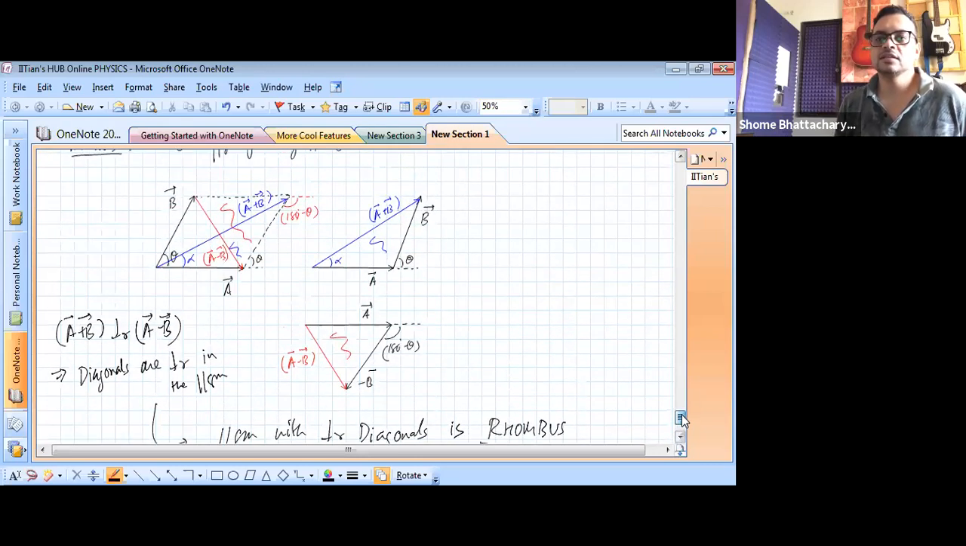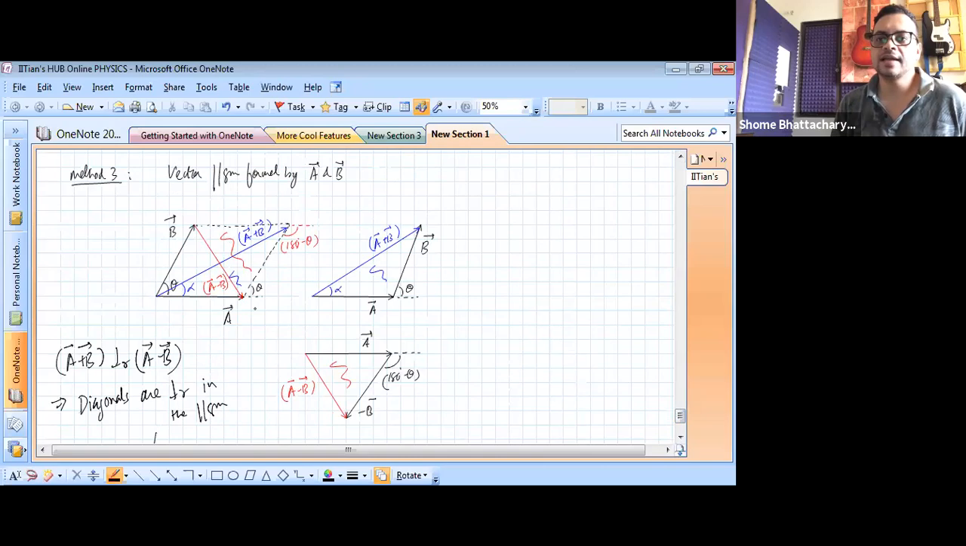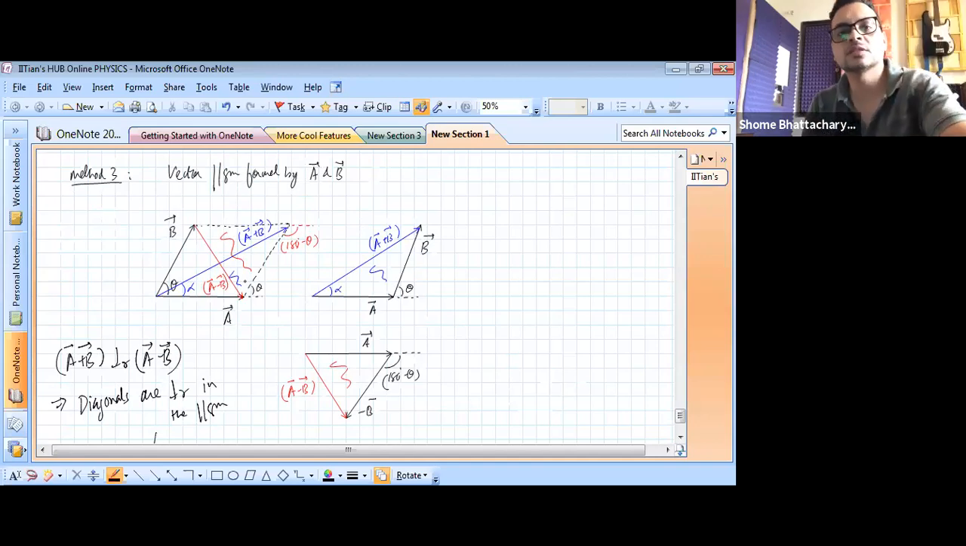So this is the geometrical solution of the same thing. Okay, we understand that geometrically the diagonals are the sum and difference of the vectors A and B, which are used to construct the parallelogram. And geometrically we also understand that the diagonals of a parallelogram will be perpendicular only when that parallelogram in particular is a rhombus. Okay.